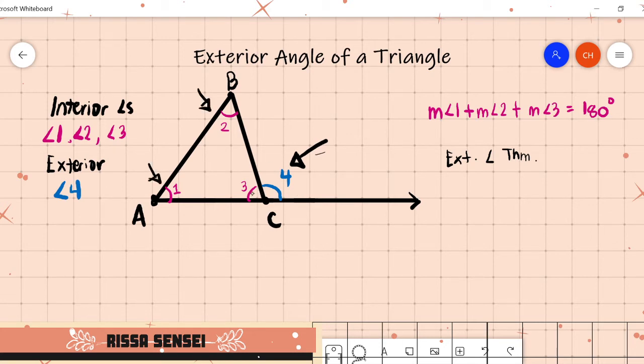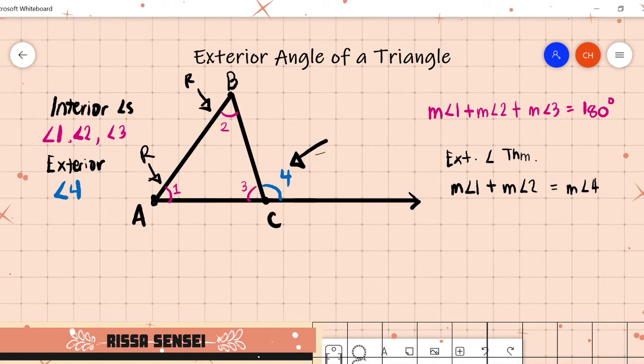Bakit hindi pwedeng angle 3? Kasi, magkatabi lang sila eh. Adjacent angle sila. So, yung ating remote interior ay angle 1 and angle 2. And it states in the exterior angle theorem that the sum of the measures of the remote interior angles is equal to the measure of the exterior angle. Okay? Bakit kaya naging ganon?